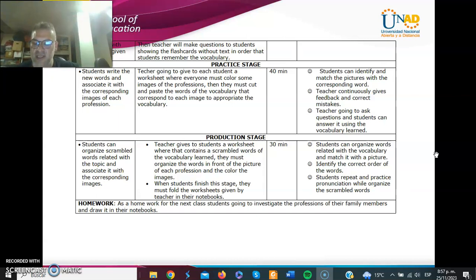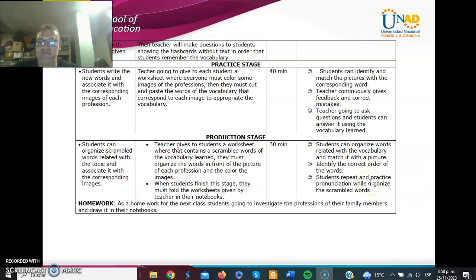At the production stage, the teacher gives students a scrambled words worksheet with the vocabulary learned in the previous stages of the lesson plan. And this exercise is useful to practice the vocabulary and grammar. On the other hand, it's important to accomplish the purpose of this lesson that the teacher continuously gives feedback to students and promotes dialogues to improve the speaking of the students.